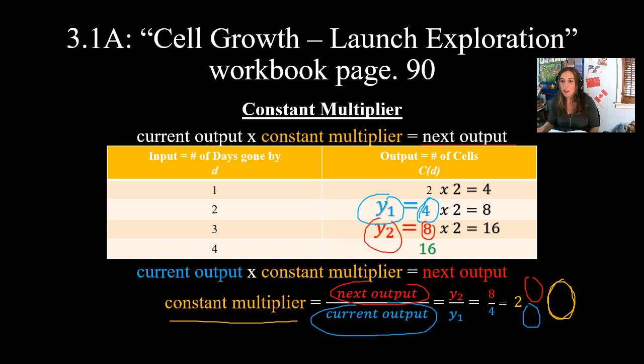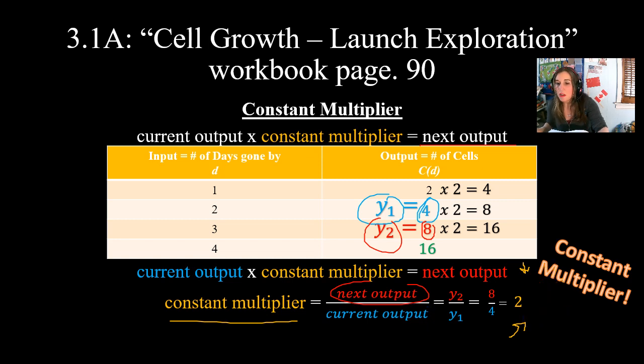And all I did to calculate that was pick 2 outputs and divide them. My second output always goes on top, and my first output always goes on the bottom. And that will give me my constant multiplier. There it is, right? We knew it should be 2, and that is indeed what it was.